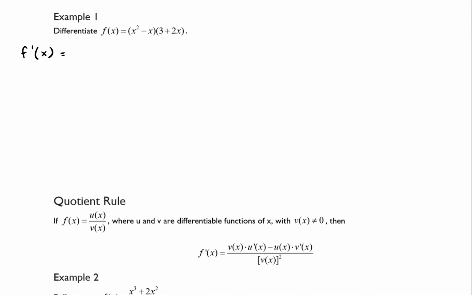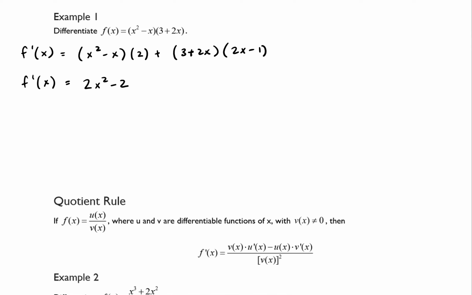So we can do f prime of x is equal to the first function times the derivative of the second function, which is 2, plus the second function times the derivative of the first function, which is 2x minus 1. Normally you can leave it unsimplified, that's fine, but let's simplify this so that we can confirm that it matches what we got last time. So we have f prime of x is equal to 2x squared minus 2x. I just distributed the 2 in.